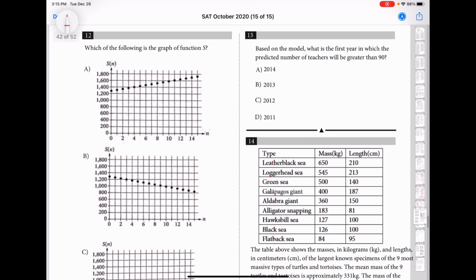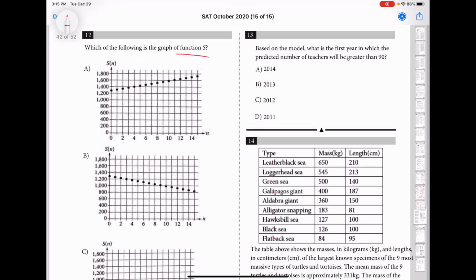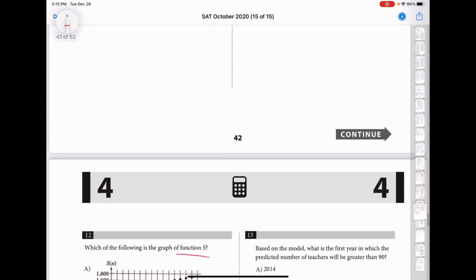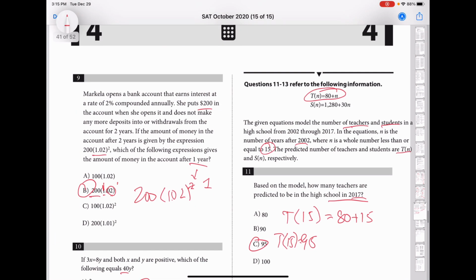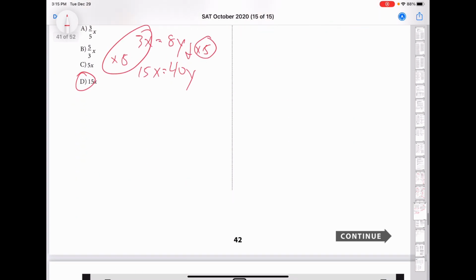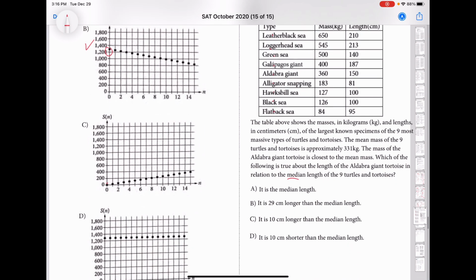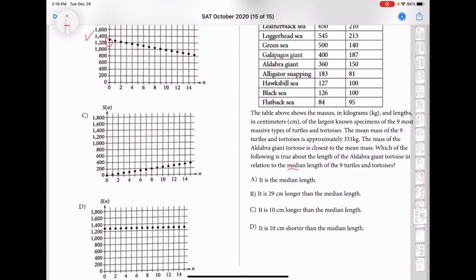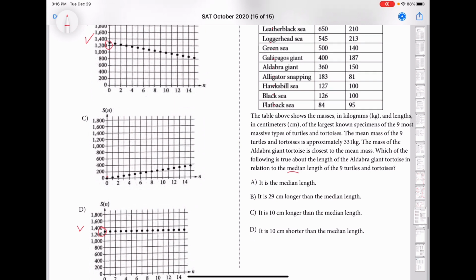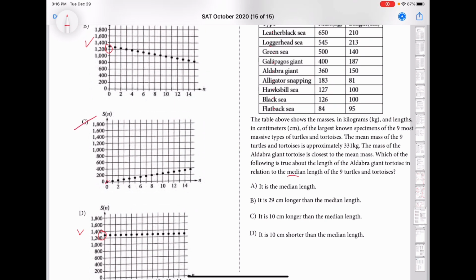Number 12. Which of the following is the graph of the function S? All right, so let's take a look at S. So the student equation looks like it has a slope of 30n and a y-intercept of 1,280. So which one looks like it has a y-intercept of 1,280? So A looks like it's a possibility because of the 1,280 here. This also looks like a possibility because of the 1,280. And D also looks like a possibility because of the 1,280. But C is gone because the y-intercept is way too low.